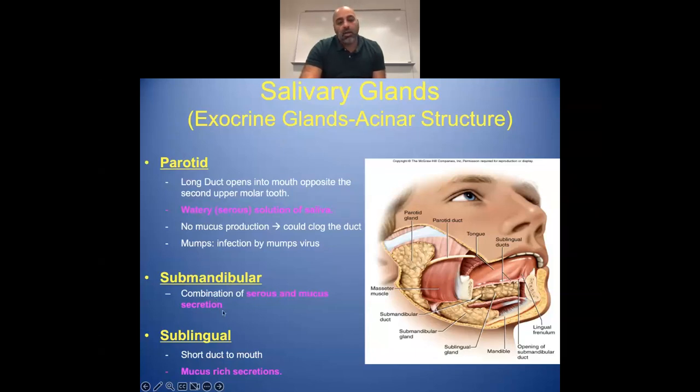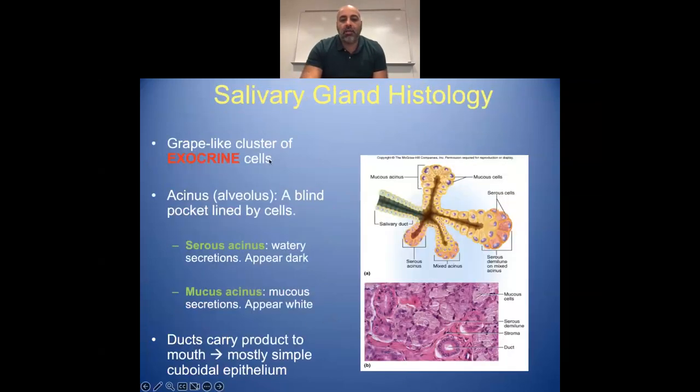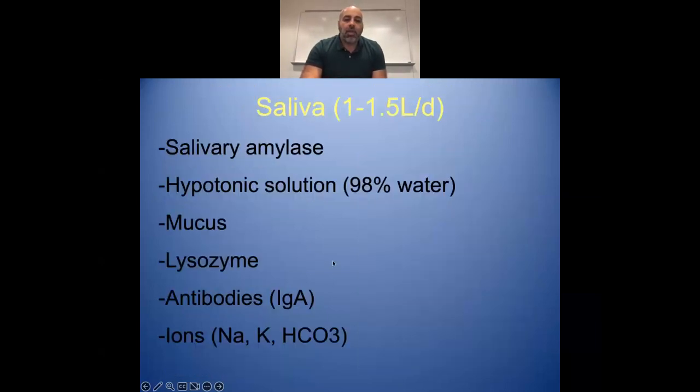Submandibular, it's a mix. And so that's why you see serous and mucus secretion when you talk about the acini in there. And then sublingual mucus, short duct, so it typically does not become obstructed. That's the one when you yawn, you squeeze it, sometimes you see like saliva shoot out of your mouth. That's what we're talking about there. All right, so they're exocrine, it's exiting the body. You guys learned about this in lab, serous acinus, watery secretion, mucus acinus, mucus secretion, okay? Cuboidal for ducts.